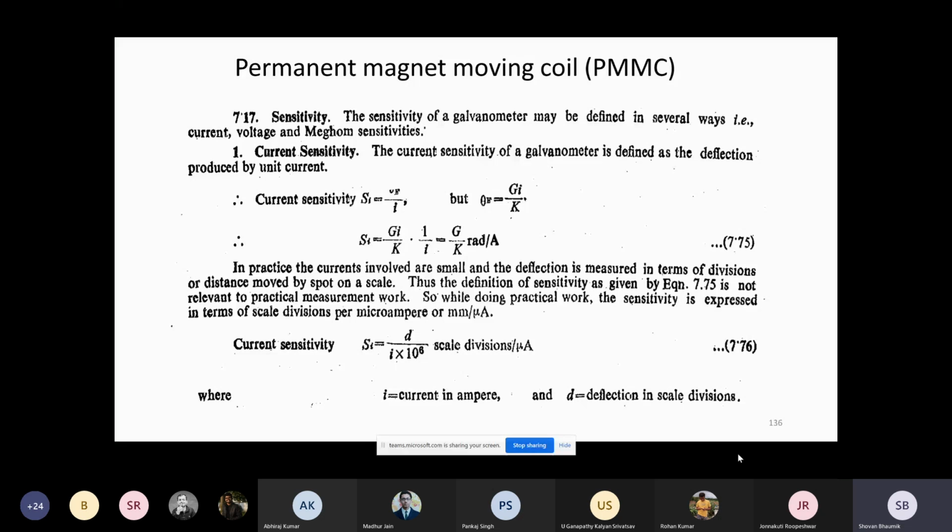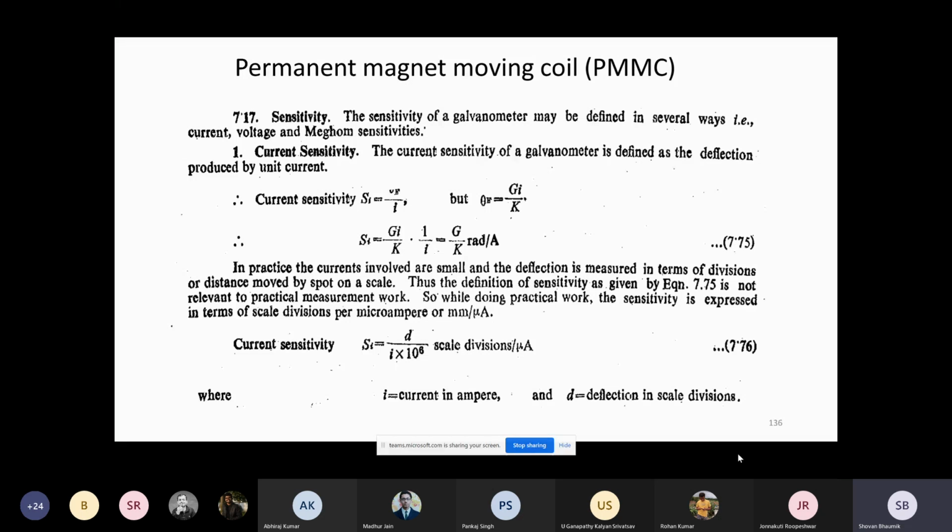That's what I was telling, that G by K, and G is the galvanometer constant as I discussed, which is proportional to the number of turns, which is proportional to the area of the former, which is proportional to the magnetic strength, and K is the spring constant.